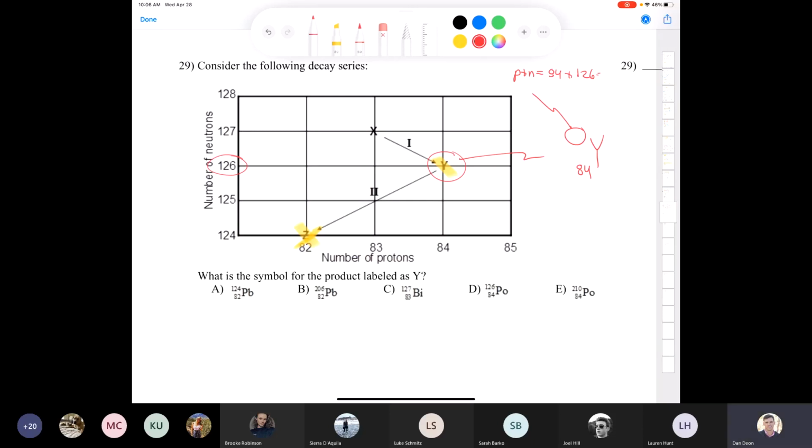And we get 210. So 210, I go over to my periodic table, I look up element number 84, and it's polonium. So polonium 210. So the answer is E, polonium 210. All right, let's keep moving.